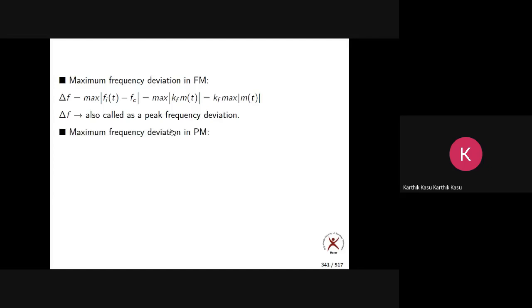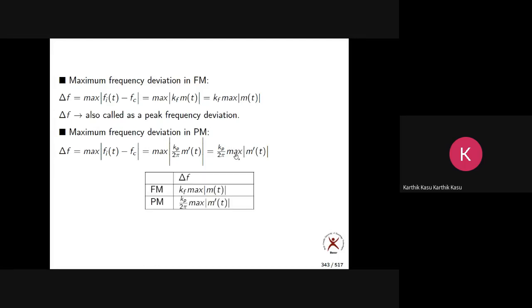Now what is the maximum frequency deviation in PM? This is what you get: Kp by 2 pi mod of m dash of t. Maximum is not required, you can write it, no problem. So this is a table which tells us about the maximum frequency deviation in the case of PM and in the case of FM. This needs to be remembered.